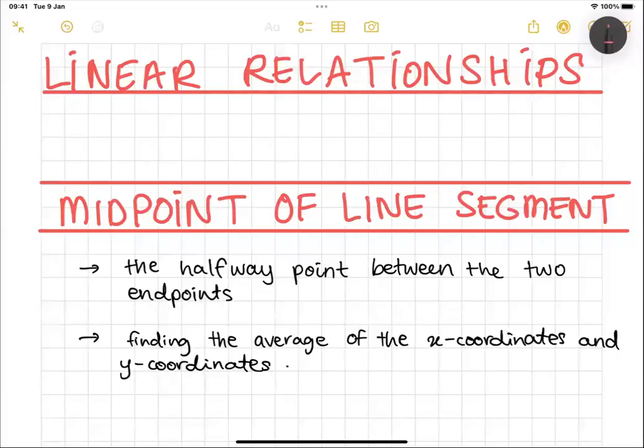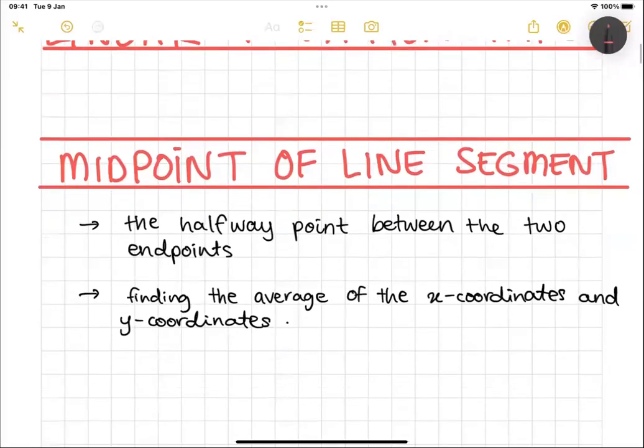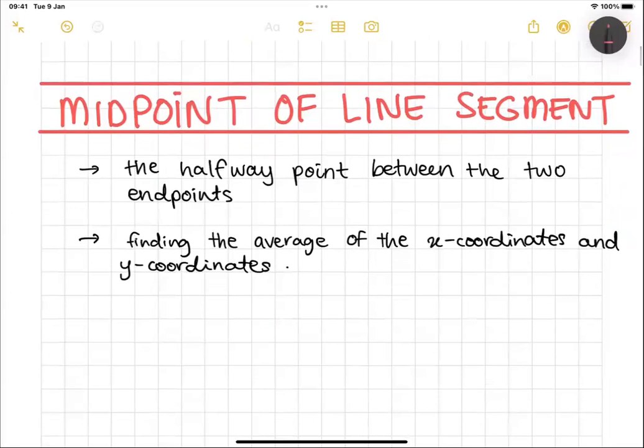Welcome back. Today we'll be going through a new topic called linear relationships. Our first lesson will be on the midpoint of a line segment. This will be a little review from Year 9 content, so we're just going to go through it really quickly.